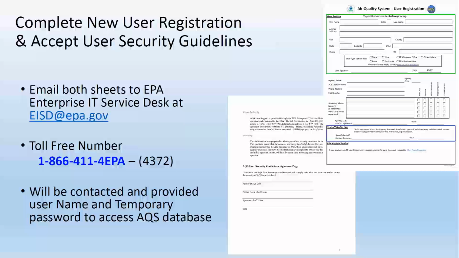And that person will designate what type of access or permissions you have in the AQS system, whether it'll be read-only or screening group access. And they both mean different things. If you're having any issues, you want to call that toll-free number that you see on there. That's the number to EISD, our Enterprise IT Service Desk. But you're going to want to sign and date these sheets and email both of them to EISD@epa.gov.